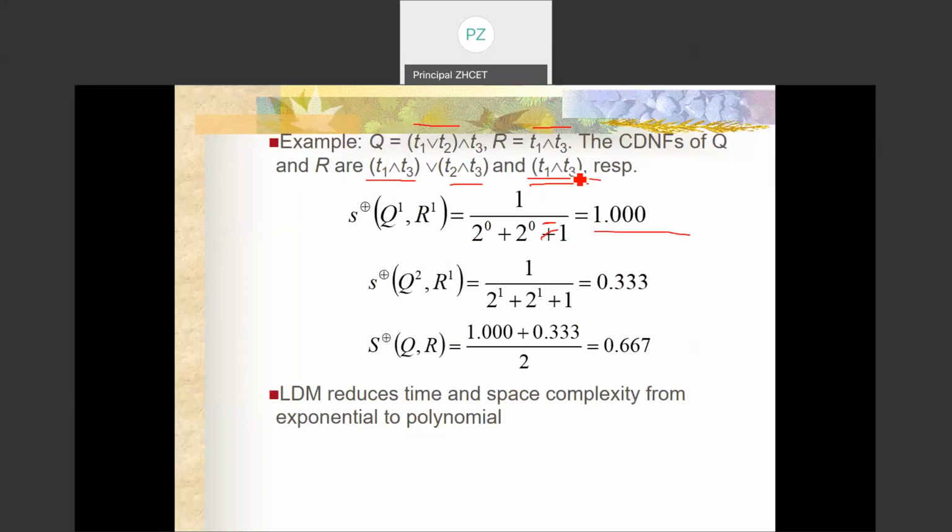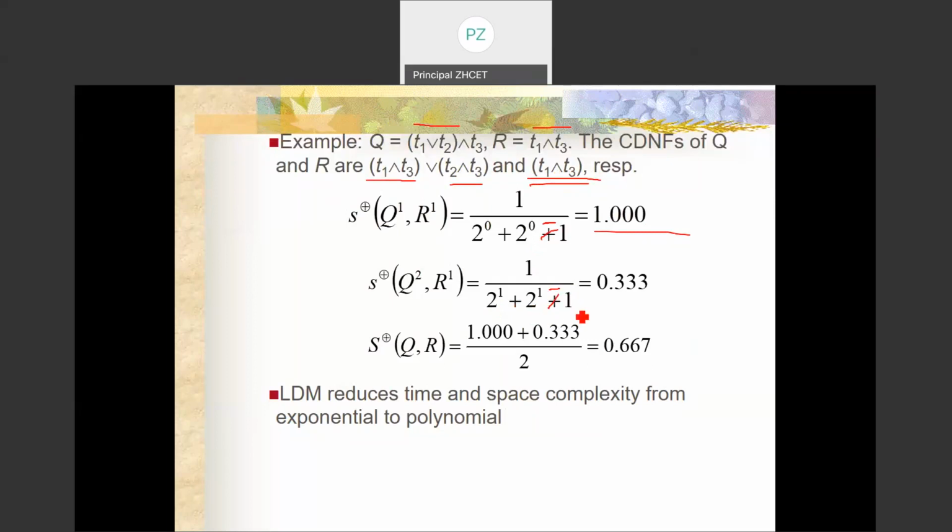The intersection is also not null, so it cannot be 0 either. Now let me apply the formula. Again, it should be minus 1. I'm sorry. So T2, how many terms are here in this but not here? 1. T2 is not, so 1 to the power 1. Plus, how many are here but not here? 1 again, which is T1. So 1 upon 2 to the power 1 plus 2 to the power 1 minus 1.